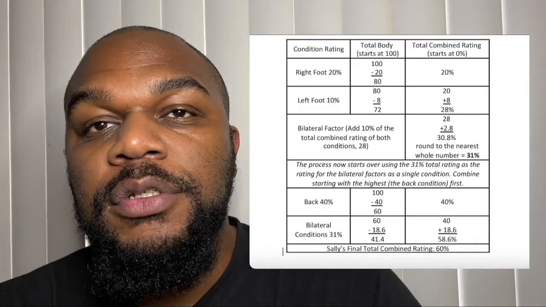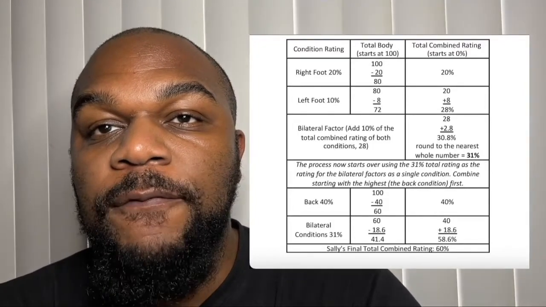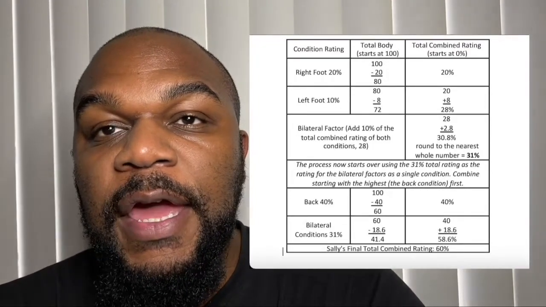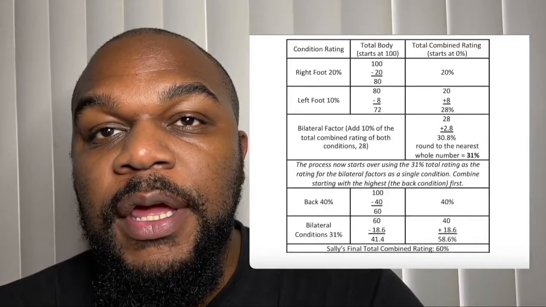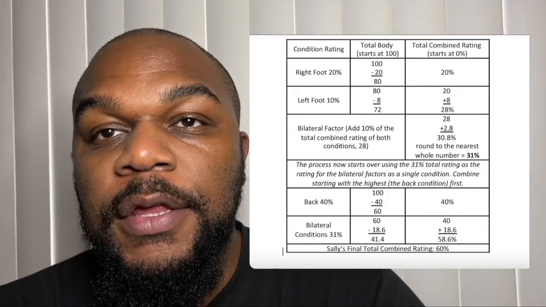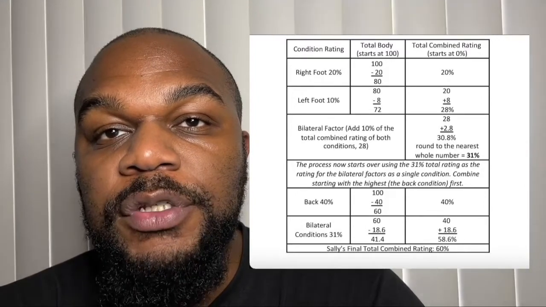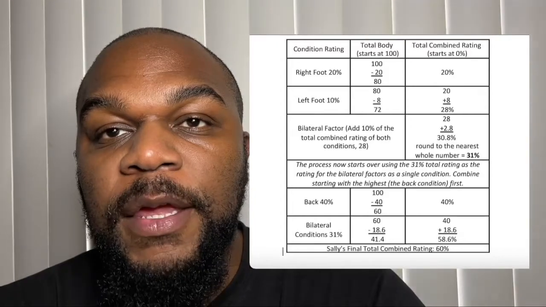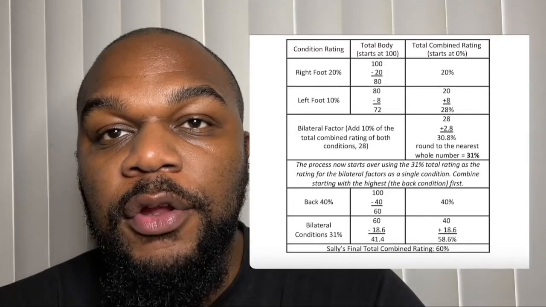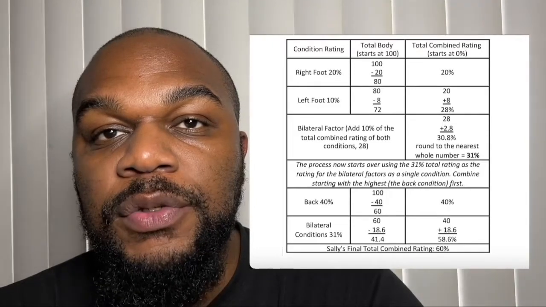If a bilateral factor is added, always calculate the bilateral factor with its condition first. Then rank the remaining conditions. The combined bilateral conditions now count as a single condition from highest rating to lowest, and continue with normal VA math. So if Sally has 3 conditions, a right foot rated at 20%, and a left foot rated at 10%, and the back rated at 40%, the foot conditions would be combined first since they are bilateral. Even though the back condition is rated higher, the bilateral factor is then added to the combined rating of the foot conditions.